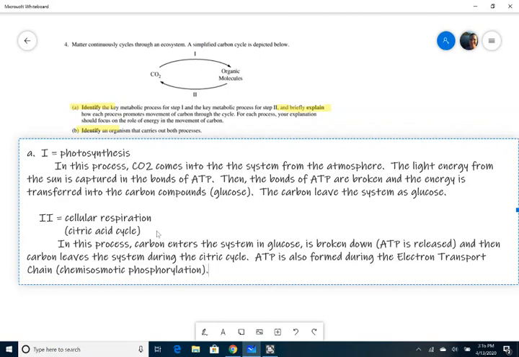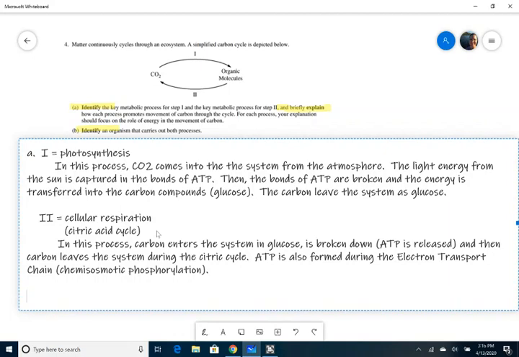So A was identify the processes. Yes, we did that. And then briefly explain for each one of those processes. And we did that. And so then we have B. And it says identify an organism that carries out both processes. So this will be anything that does both photosynthesis and cellular respiration. So it's going to be plants.